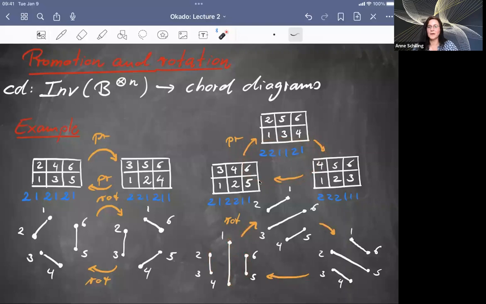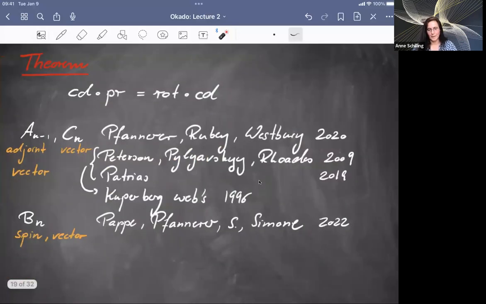So the aim of what I want to do is find something similar for B spin. What would be the possible chord diagrams that have this property that if we act with promotion, it will be just rotation on the chord diagrams? Okay, so basically what we are after is some theorem like this. If you have a map that maps a highest weight vector of weight 0 to a chord diagram, and then you do rotation, you want this to be the same as the promotion operator and then mapping it to a chord diagram.